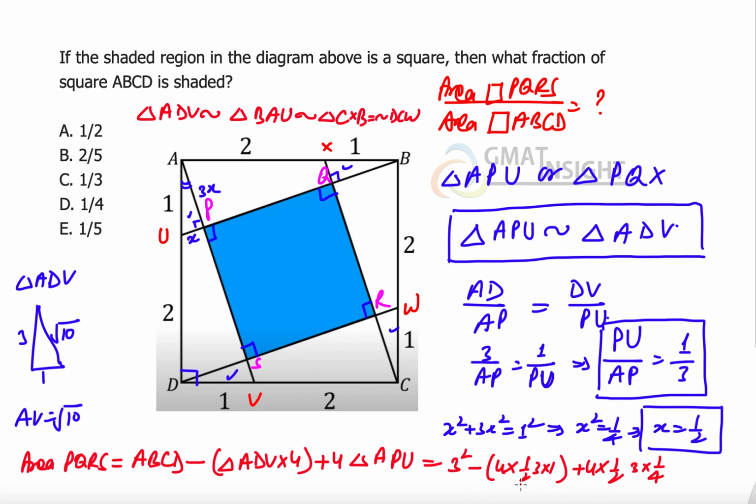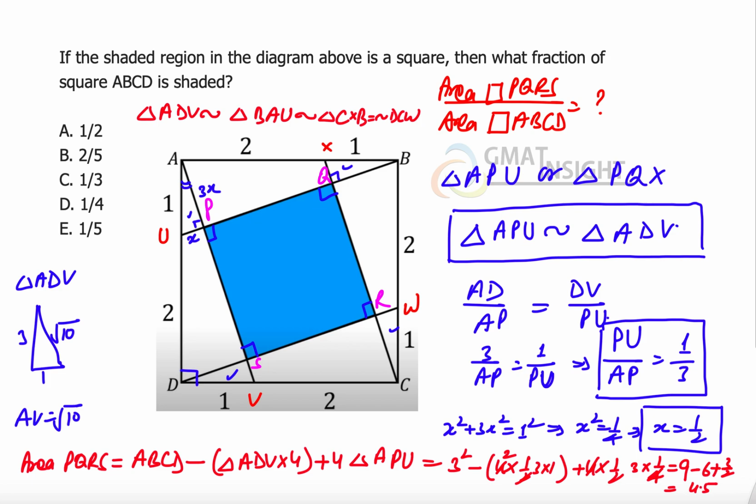Now we just have to simplify this calculation. So let's see what we get. Here 4 cancels out, and 2 cancels this 4 twice. That means finally we have 9 minus 6 plus 3 over 2. So we have 3 plus 3 over 2, that means 4.5.